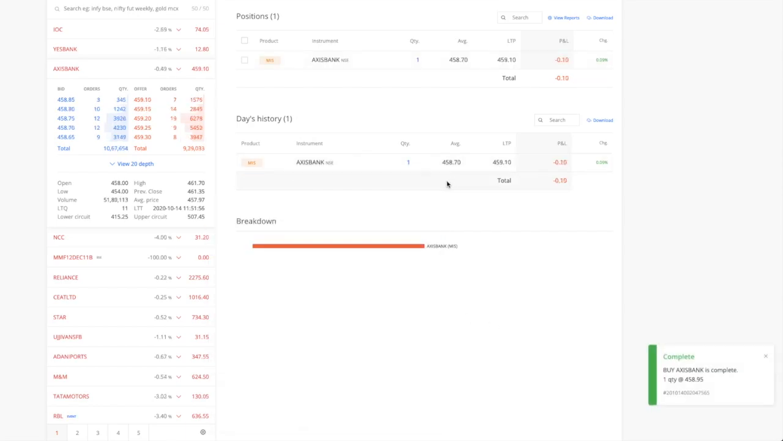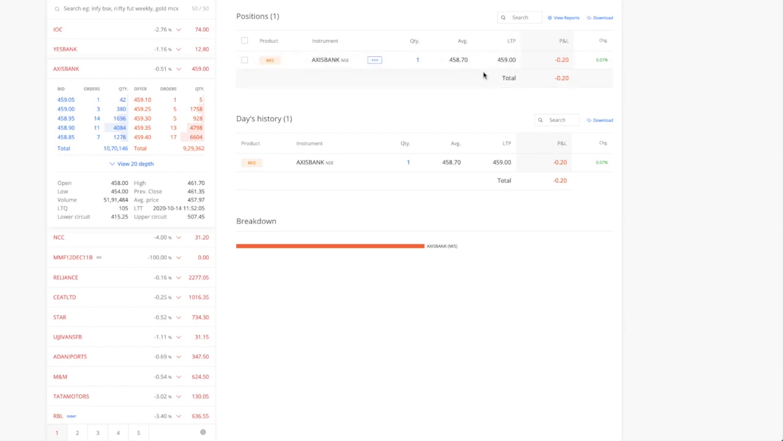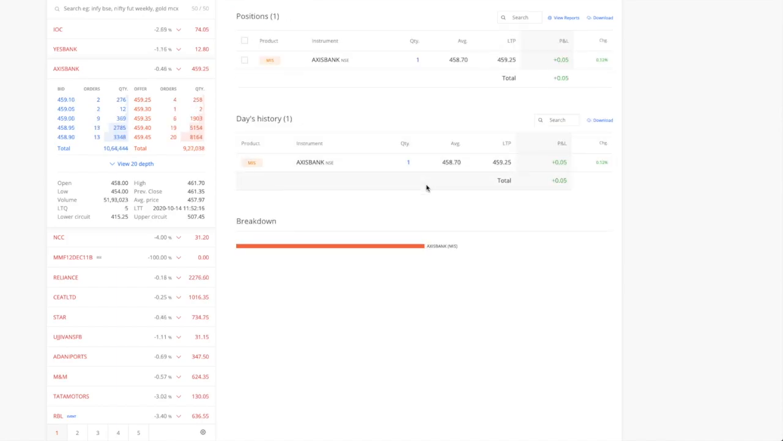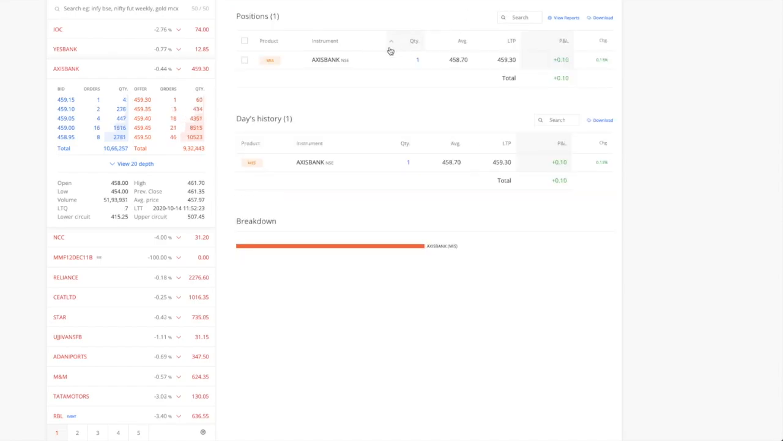Probably you would be having that doubt also. I purchased it at 458.95, because I placed a buy order for 460 or so. I hope you get that. So now I have purchased it. Now let's see how to keep a stop loss. I purchased it for 458.95.